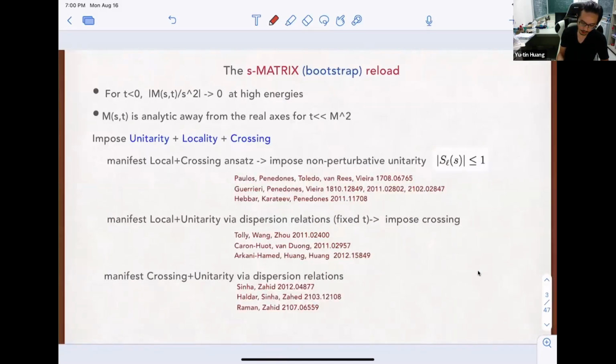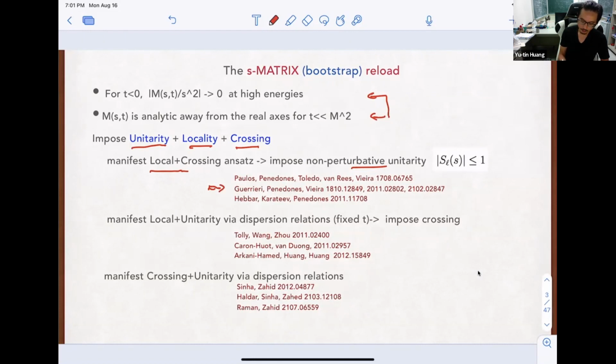There have been several works after these basic assumptions, and there are several different directions that one can go. Of course, what we want to do is impose the full set of unitarity constraints, locality and crossing symmetry, and depending on what you start with and the sequence of constraints that you impose, there are different developments. For example, one can start with a local crossing-symmetric ansatz for the amplitude, and then impose the full non-perturbative unitarity, which is the direction of the non-perturbative bootstrap program.